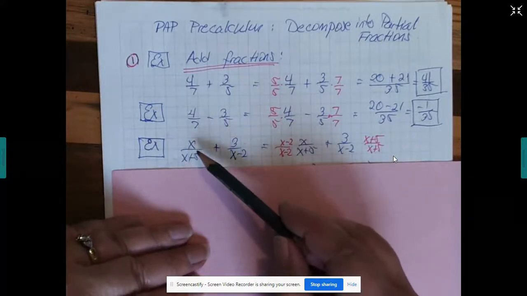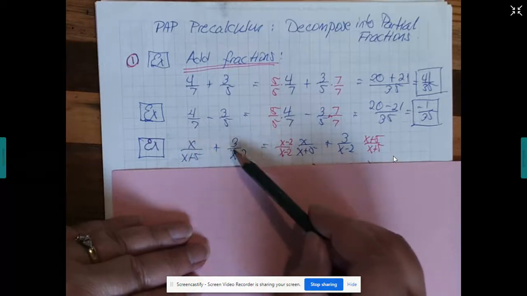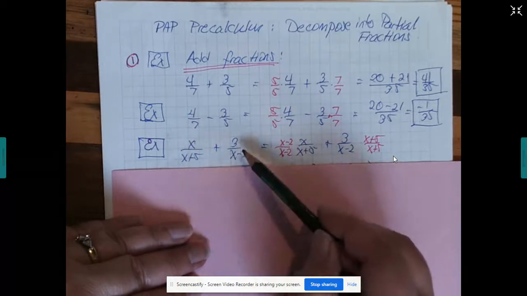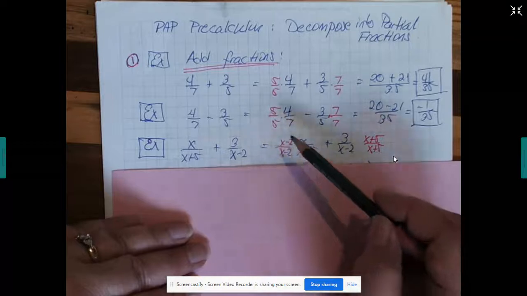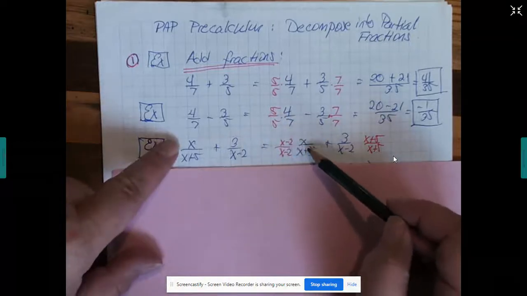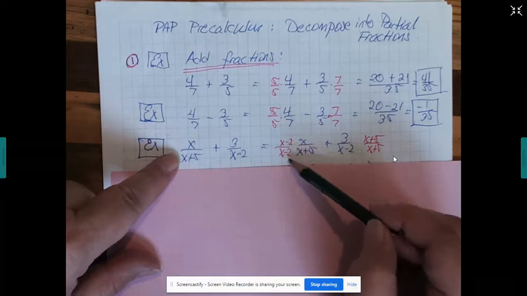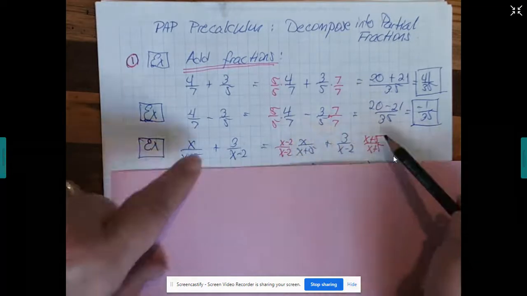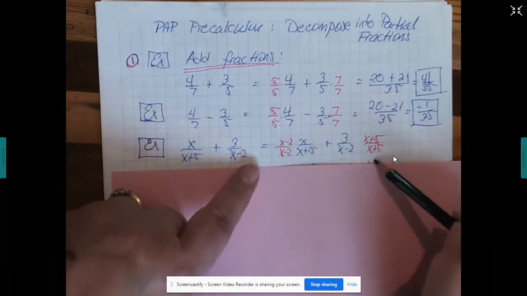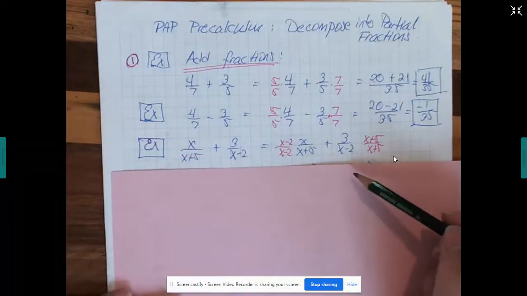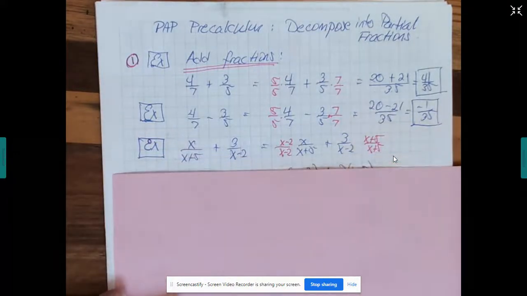So same exact idea. What's missing from this one is this number over here, x minus 2. What's missing from this one over here is x plus 5. So you multiply this number by x minus 2 over x minus 2, which is still equal to 1, a number over itself. Same over here, x plus 5 over x plus 5. Okay, so this is just a fraction review.